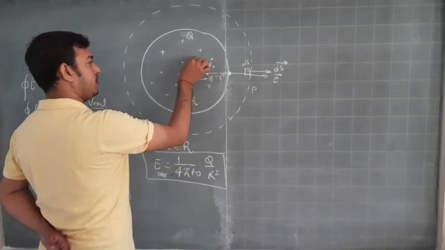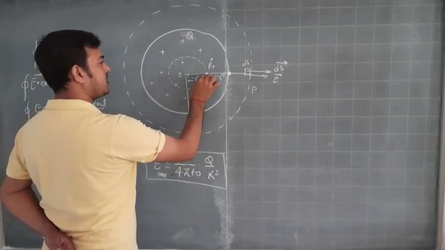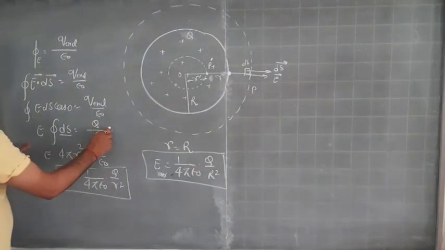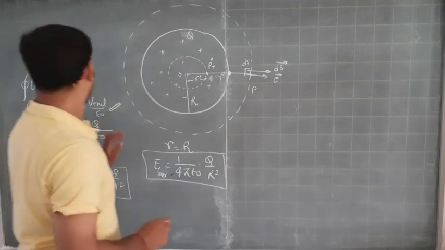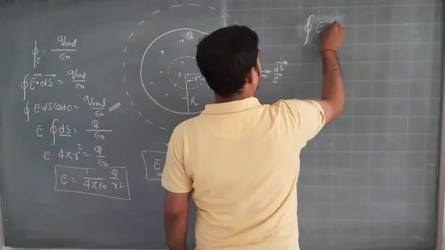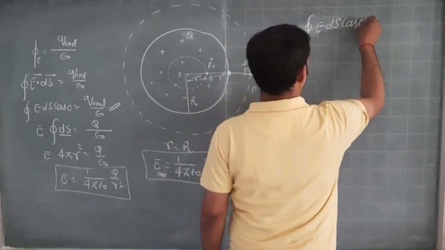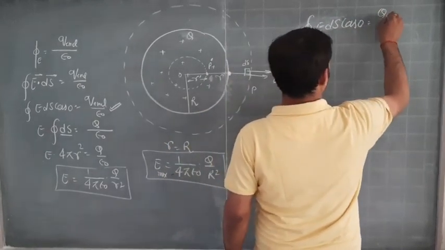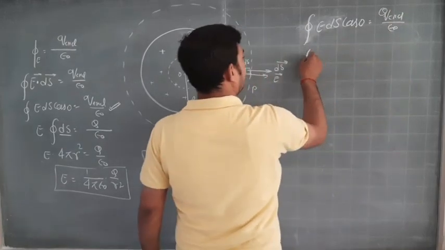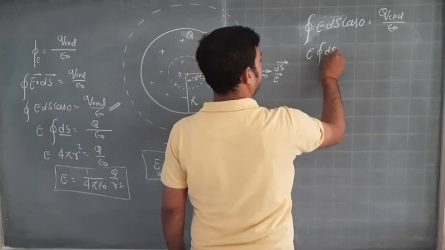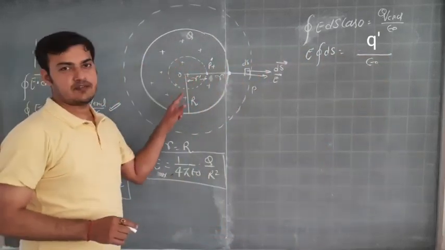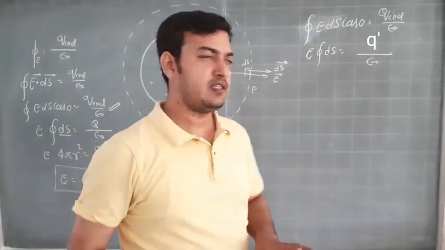Once again, to apply the Gauss theorem, we need a Gaussian surface, and we will follow the same procedure over here. So I am directly coming to this point. So we can write for this point inside, closed integral E ds cos 0 equals q enclosed divided by epsilon naught. Now how will we find the charge inside this Gaussian surface? The concept of density is important here.